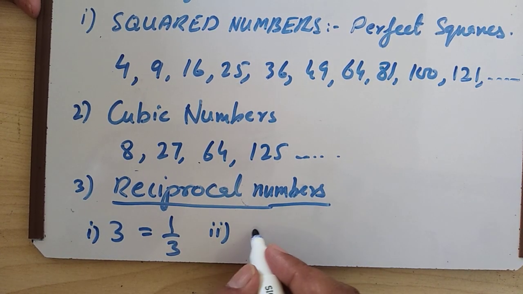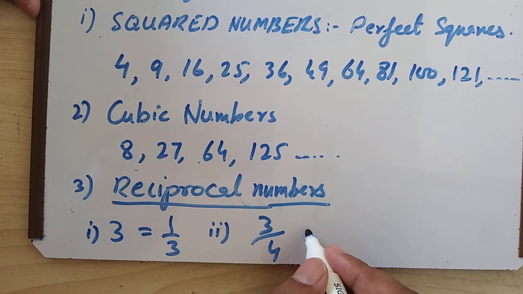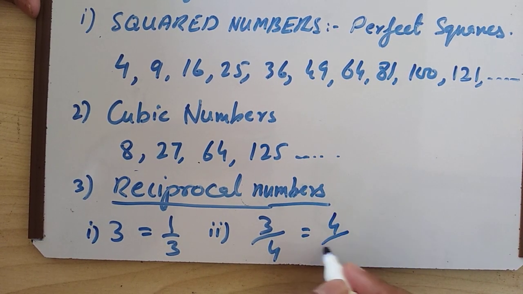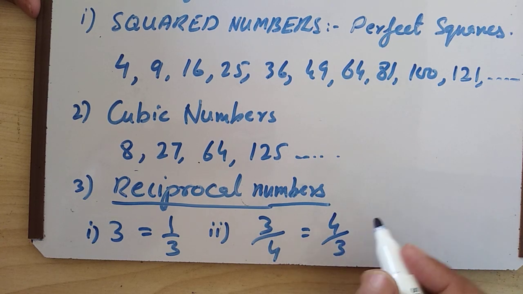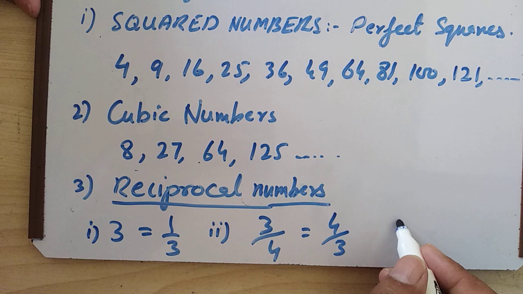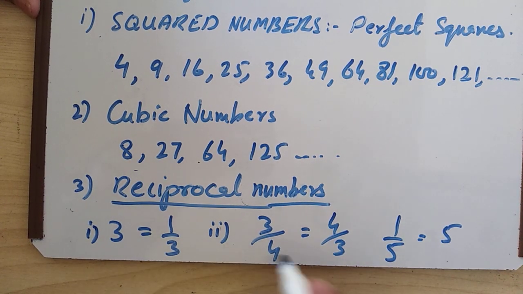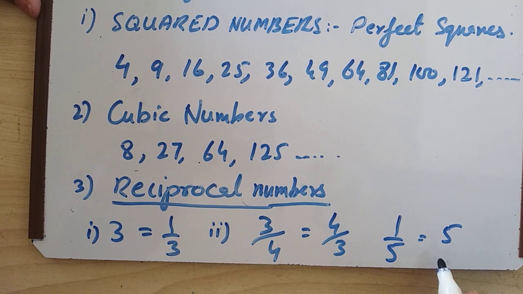Second example, let's suppose we have a number 3 upon 4. The reciprocal of this number is 4 upon 3, right? And similarly, when we have a number like 1 upon 5, the reciprocal of this number is 5. So we have discussed these 3 reciprocal examples, right?